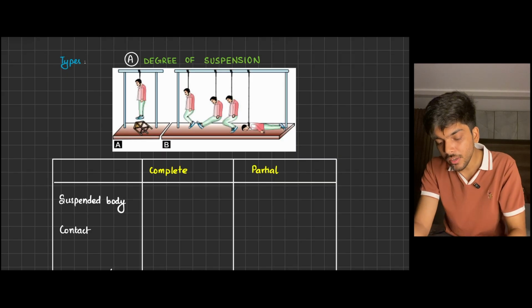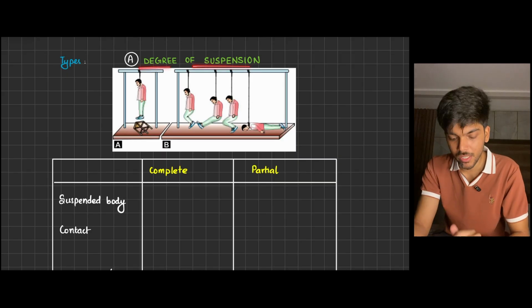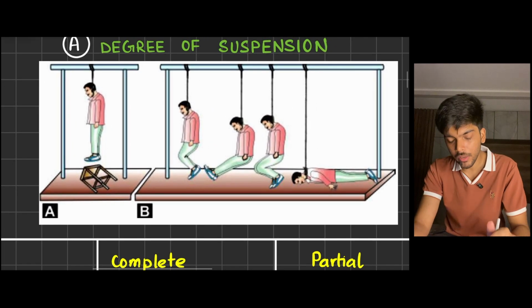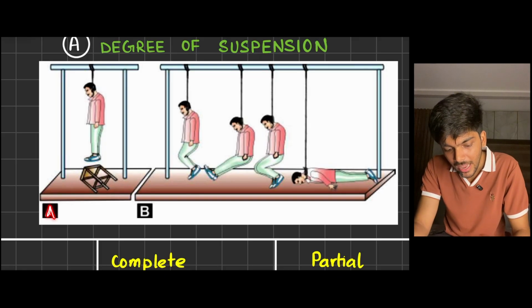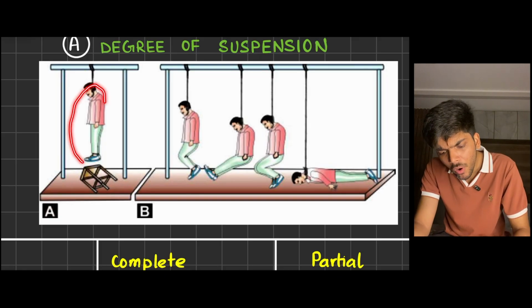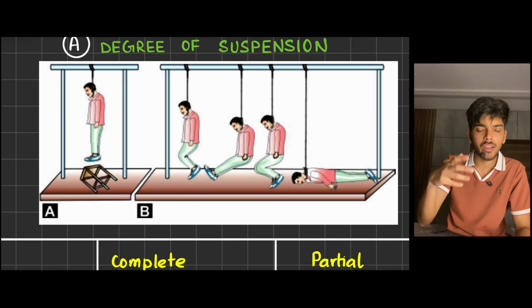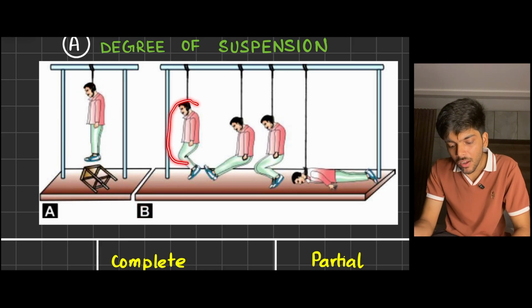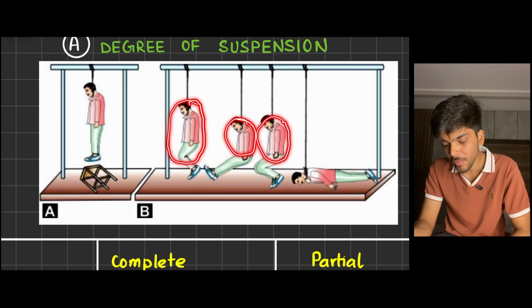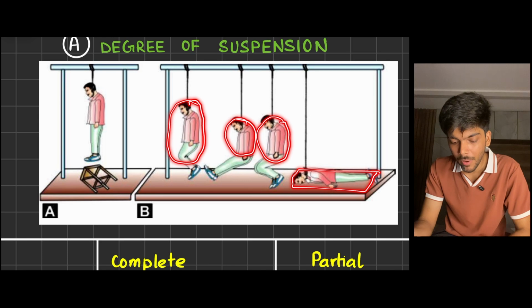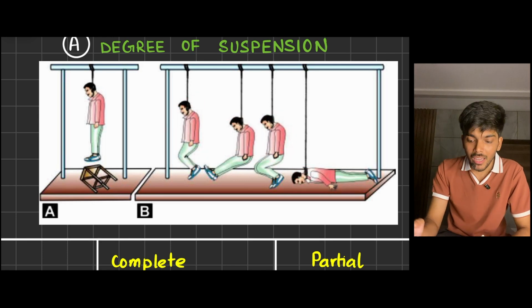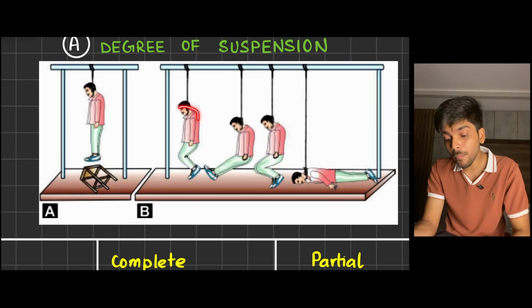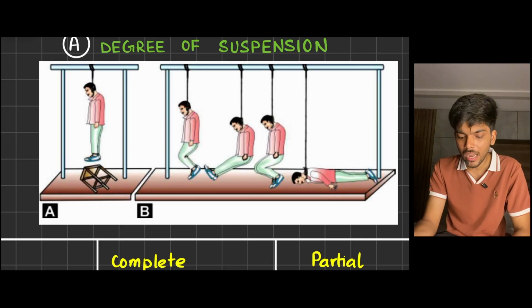First, we have on the basis of degree of suspension. You can look at this picture. In A, it's the complete body of the person that is suspended or hanging. In B, only parts of the body are suspended. It's not the complete body that is suspended, and here none of the body part is suspended. If there is complete suspension, we call it complete hanging. If there is partial suspension, we call it partial hanging.